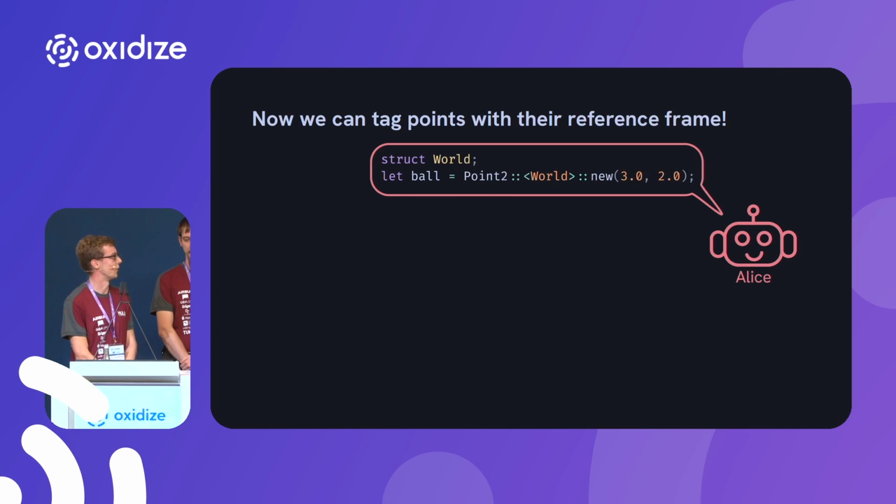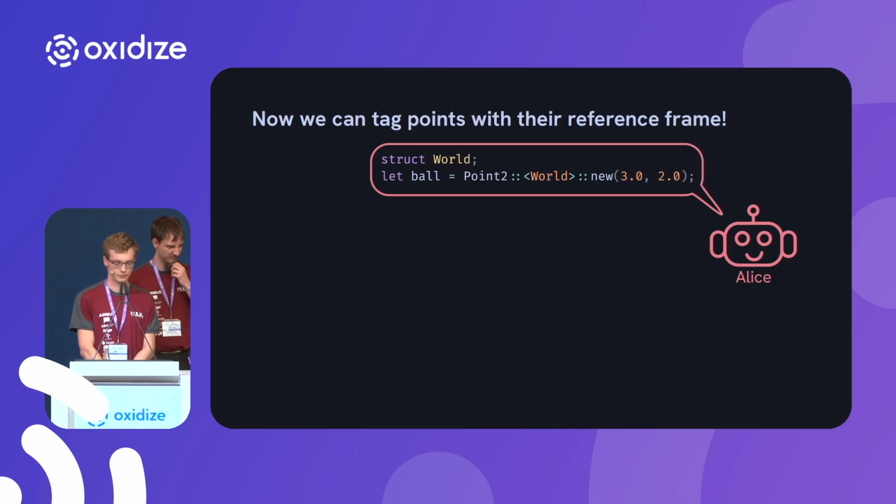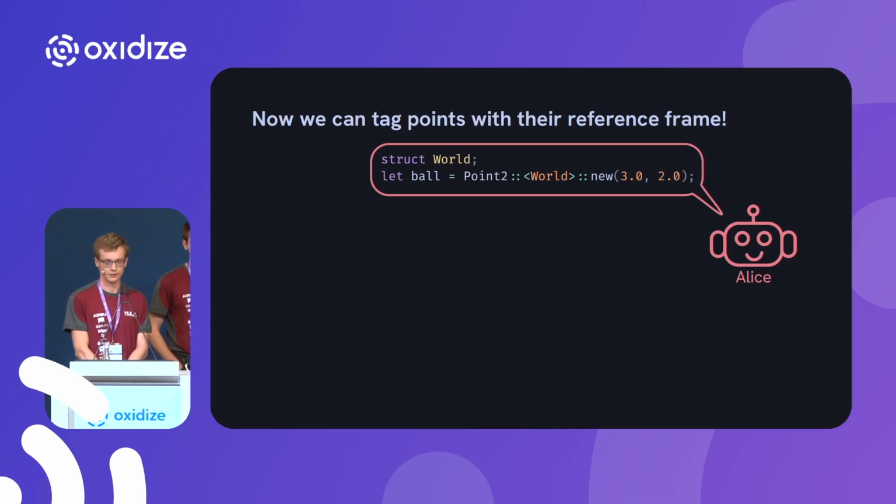Now, back to Alice and Bob. How would this look in practice? When Alice constructs this ball variable, she needs to specify, using our new point that we defined earlier, the frame of reference. In this case, we can just insert anything into the generic parameter, but unit structs work very well because we can give them names and reference them across crates. So we specify that this point is relative to the world coordinate system, like so.